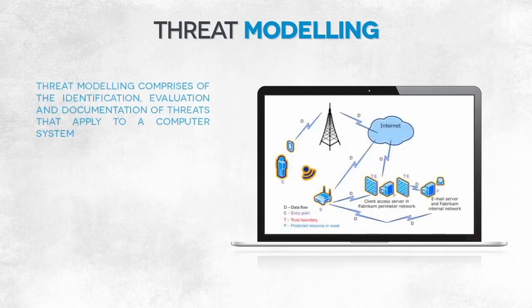Let's specify what threat modeling actually is. It consists of the identification, assessment, and description of threats to computer system security. We should try to analyze the computer system from the perspective of a person who would like to break into it.